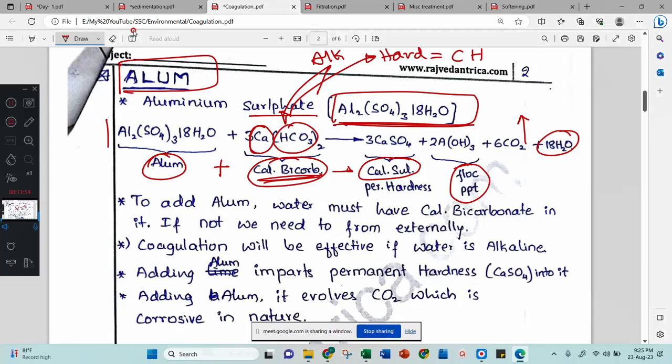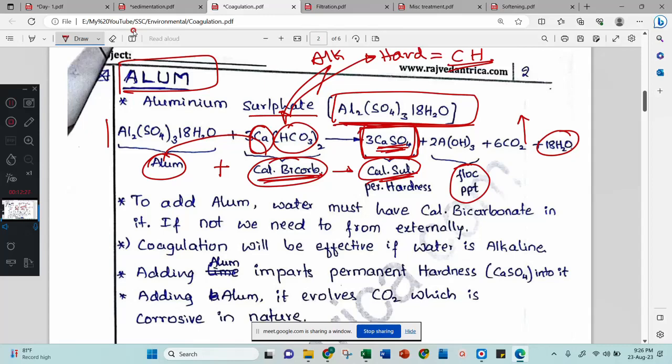Okay, means to add alum, water should be hard. To add alum, water should be temporary hard. Then when you add alum, it will produce permanent hardness. See this one, you go through the previous lecture. Calcium sulfate is a permanent hardness. Right? Means permanent hardness is induced. If you add alum, then you will get a permanent hardness into it.